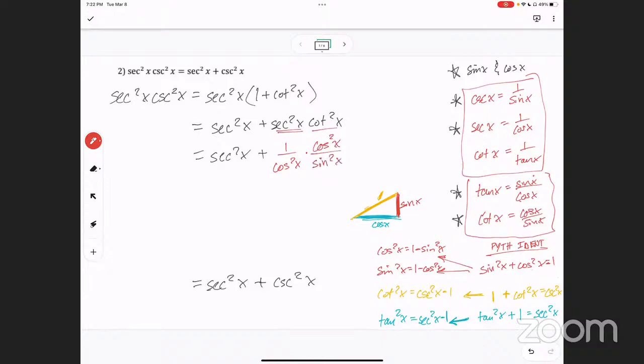Okay, now why did I want to do that? The cosine's gonna cancel. Yeah, now the cosines cancel, right? So I get secant squared x plus, these cancel, and I just get 1 over sine squared x. And what do you know? What's 1 over sine squared x? Cosecant. That's cosecant squared x. Done.